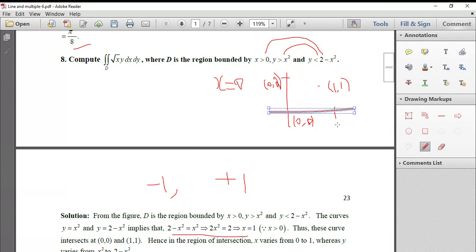Right? Similarly, when x equal to minus 1, whole square is plus 1. So 2 minus 1 is 1. This point will come here. Right? When x equal to minus root 2, minus root 2 whole square is plus 2. 2 minus 2 is 0. That comes over here. So if you draw the graph, that will be a parabola like this.